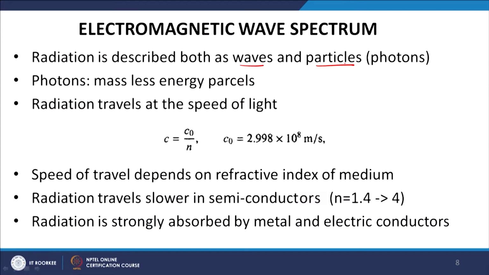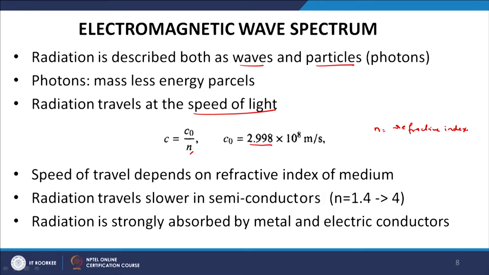Normally, electromagnetic radiation travels with the speed of light. The speed of light is given by 2.998 times 10 to the power 8 meter per second in vacuum, while the same in a medium with refractive index n is given by c naught by n, where n is the refractive index of the medium.